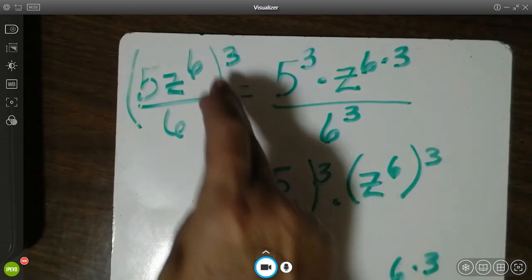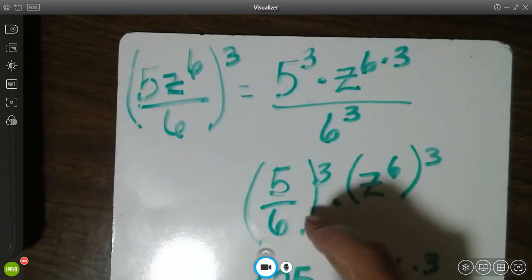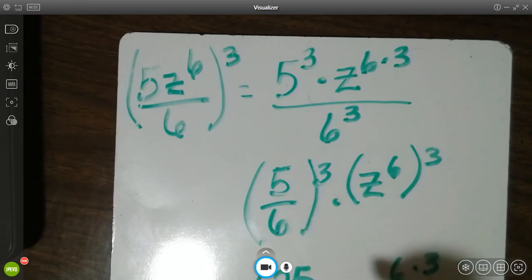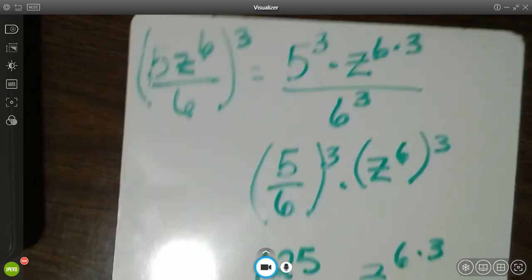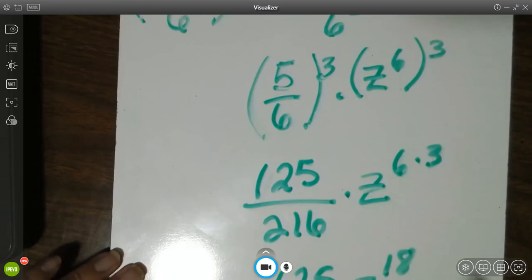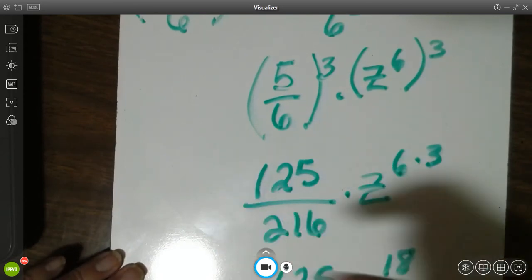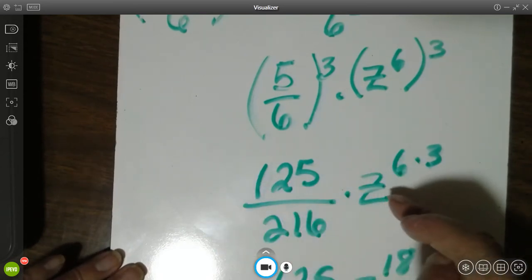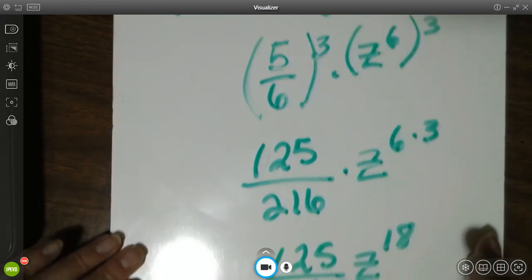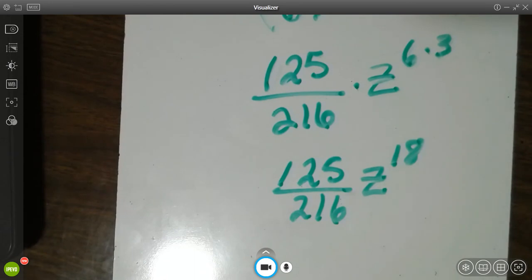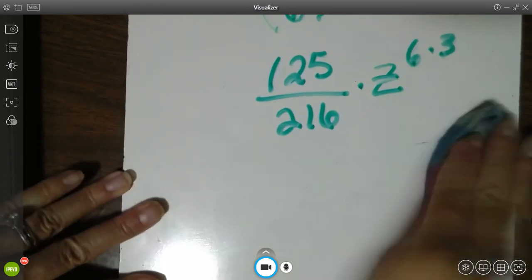Just remember, we took our cubing to our coefficients. We took our cubing to our variable that was already taken to a power, and we just worked through the math. You can use your calculators on this for sure. And then remember, power to a power is multiplying. So there was our final answer. All right, let's try a different type of problem.